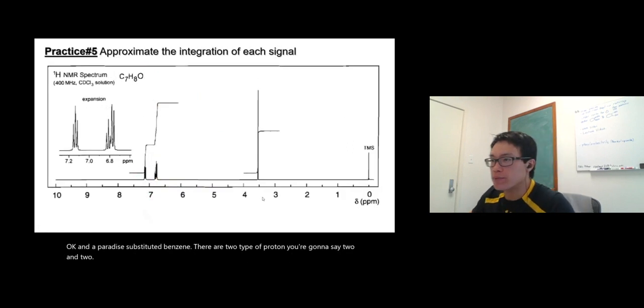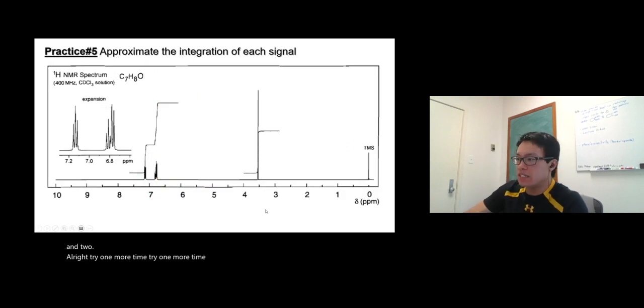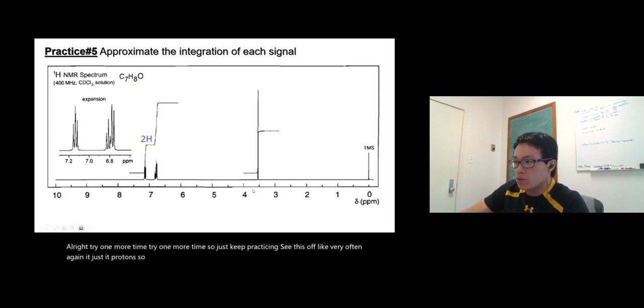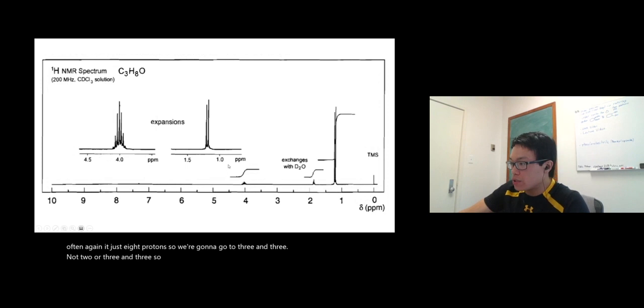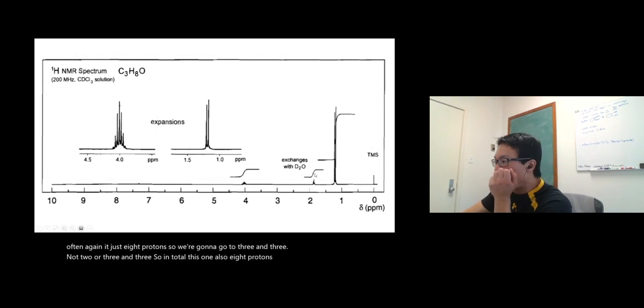All right. Let's try one more time. Just keep practicing. You'll see this very often. Again, 8 H's, 8 protons. So we're going to go 2, 3, and 3. Yep, 2, 3, and 3. So 8 total. This one also has 8 protons. Okay. All right. What do we get?